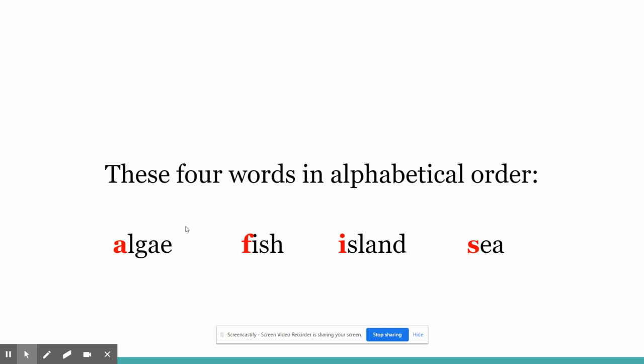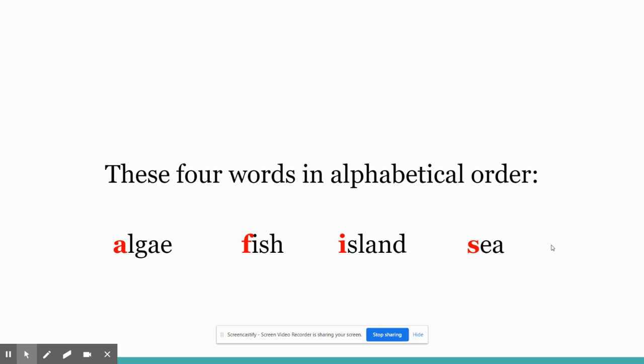Because that first letter of the word comes first in the alphabet. A, then B, C, D, E, F, G, H, I, J, K, L, M, N, O, P, Q, R, S, and then T, U, V, W, X, Y, Z. So we have now placed these in alphabetical order.